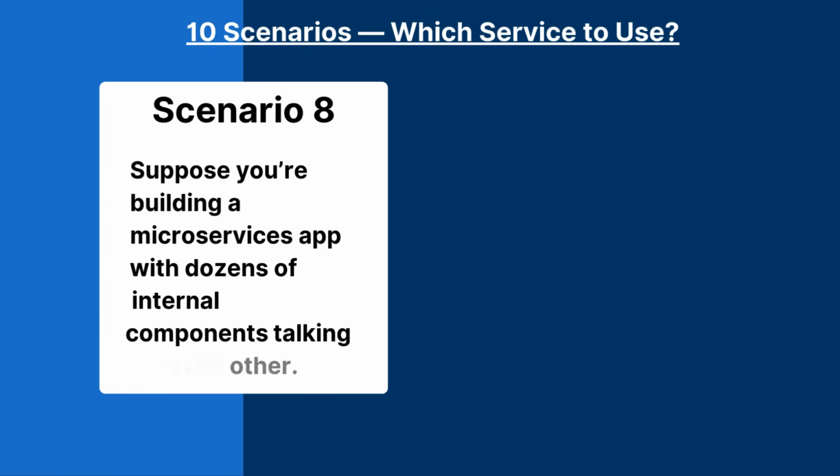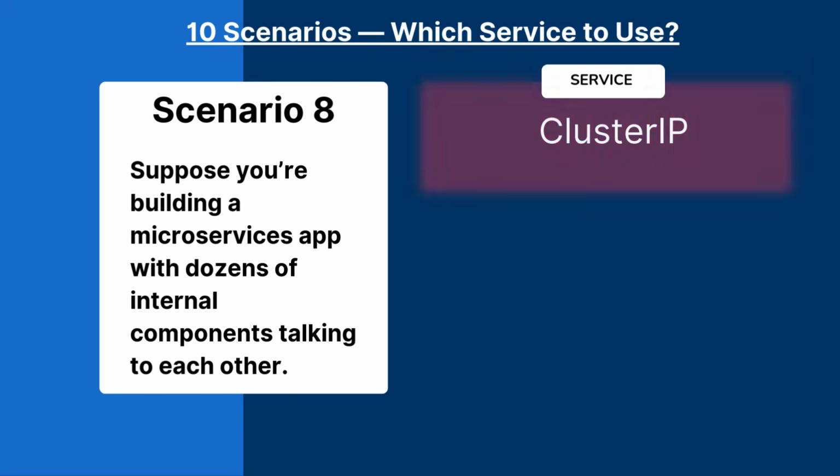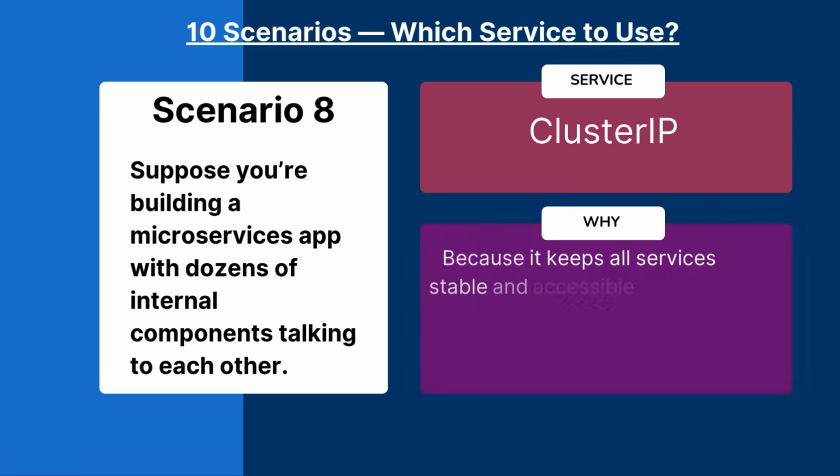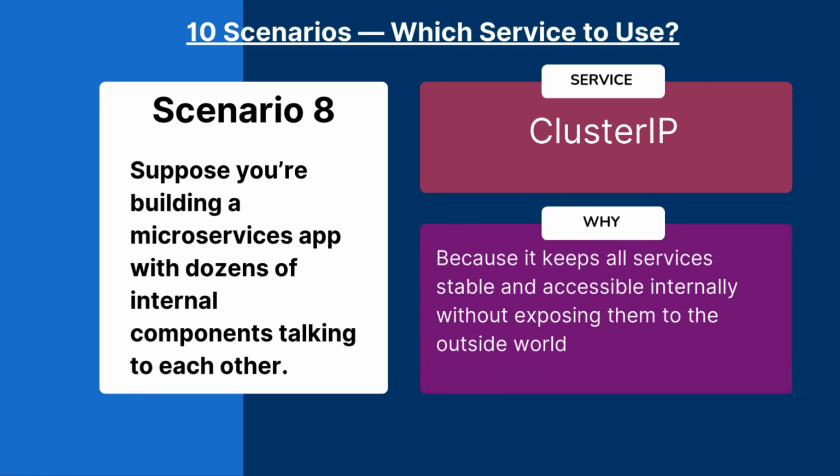Scenario number 8. Internal microservice architecture. Suppose you are building a microservice application with dozens of internal components talking to each other. The right choice here is ClusterIP. Why? Because it keeps all services stable and accessible internally without exposing them to the outside world.